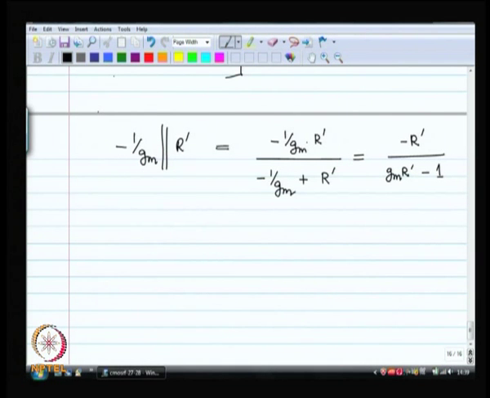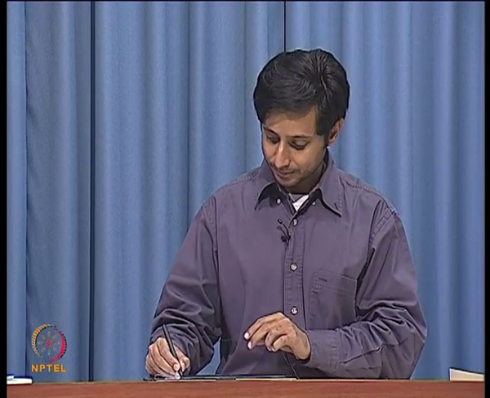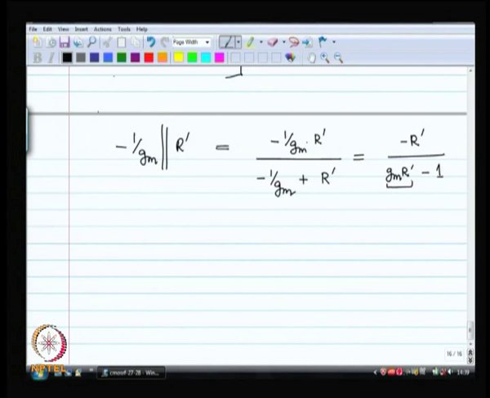So, what I am saying is let us make GM large enough, let us make GM very large. If I make GM very large, then GM times R prime is going to be more than 1. So, all I am planning to do is make GM times R prime more than 1. If GM times R prime is more than 1, then the quantity in the denominator is more than 0, that is it is positive. If the quantity in the denominator is indeed positive, then I have got a net negative resistance.